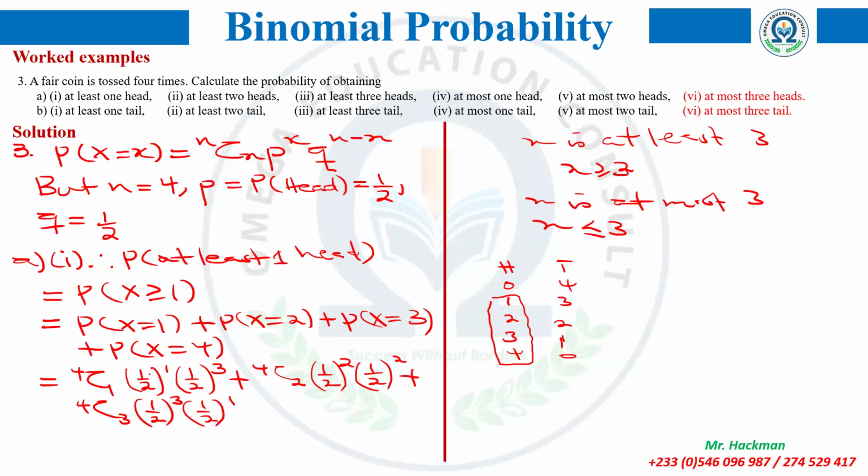Are we done with all the possible probabilities? No, we are left with the last one. So plus 4 combination 4 into bracket 1 over 2 raised to 4, into bracket 1 over 2 raised to the power 0. Perfect. I hope you are with me. Now that we are able to get this, the rest will be very easy. You know where we are coming from.